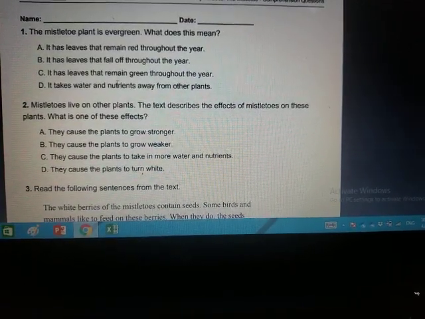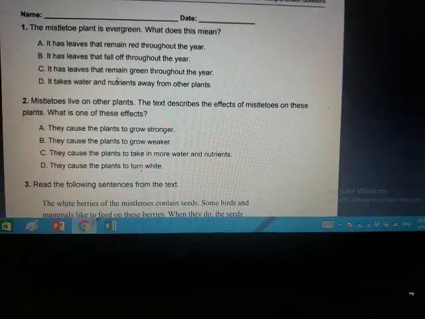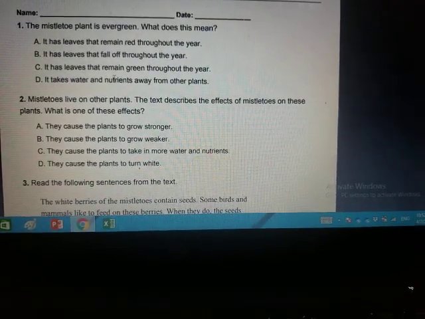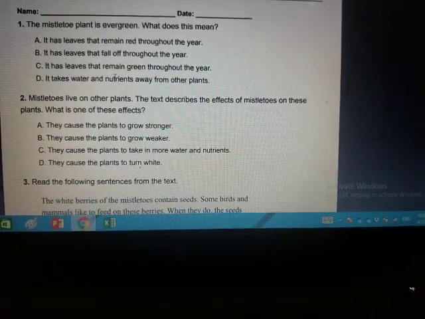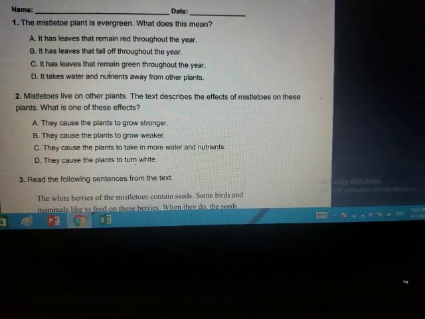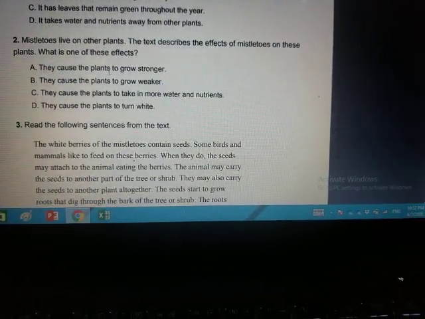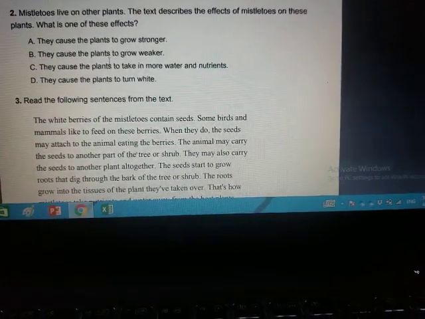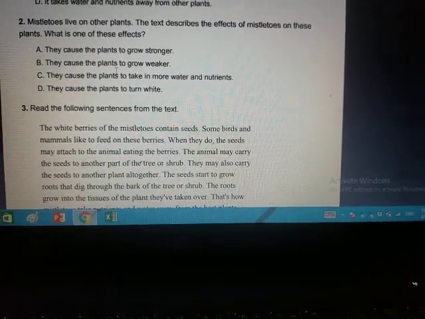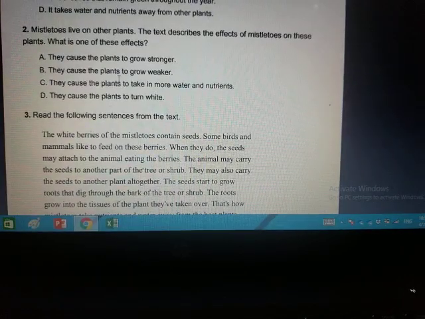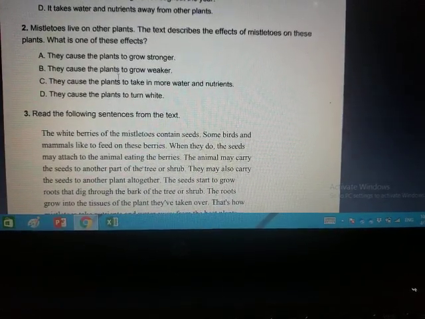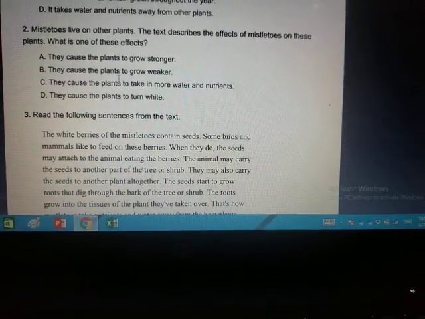Is it because it has leaves that remain red throughout the year? It has leaves that fall throughout the year? It has leaves that remain green throughout the year? Or is it because it takes water and nutrients from a plant? So why is it called an evergreen? Number 2, mistletoes live on other plants. The text describes the effects of mistletoes on the plant. What is the effects? So think about cause and effect.